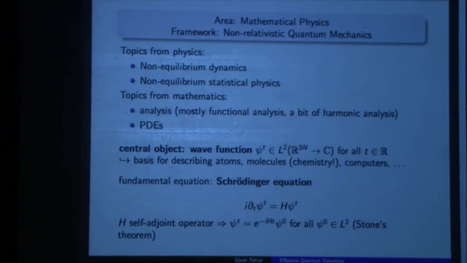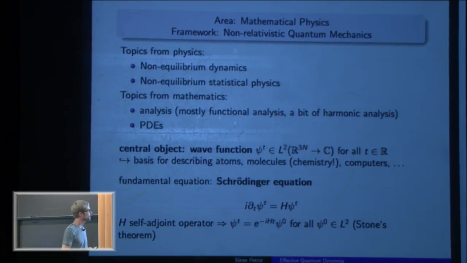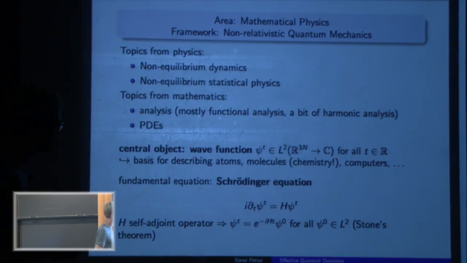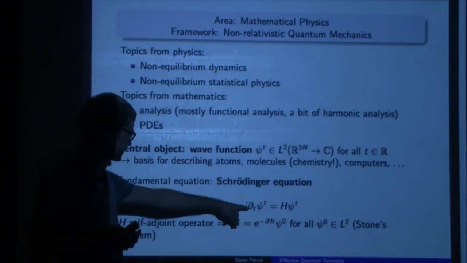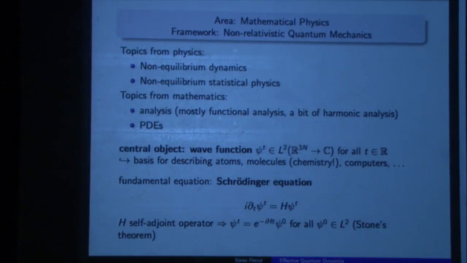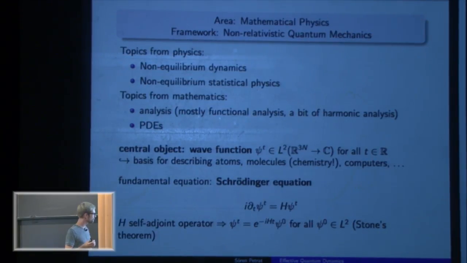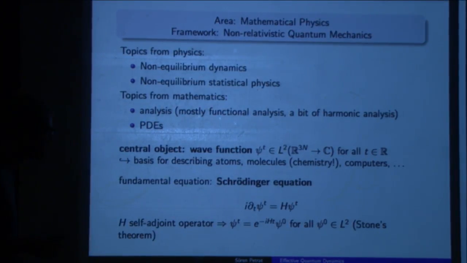And I don't want to get into what exactly the physical significance of that is, but it's really the basic object you're interested in in quantum mechanics, and it's a basis for describing atoms, molecules, electrons, basis of all of chemistry, basis of semiconductors, computers, and so on. And the fundamental equation of non-relativistic quantum physics is the Schrödinger equation. So it's i, the imaginary unit, times the partial derivative with respect to time of this function, is given by some operator H acting on this function. Now H is some self-adjoint operator I'll specify in a moment.